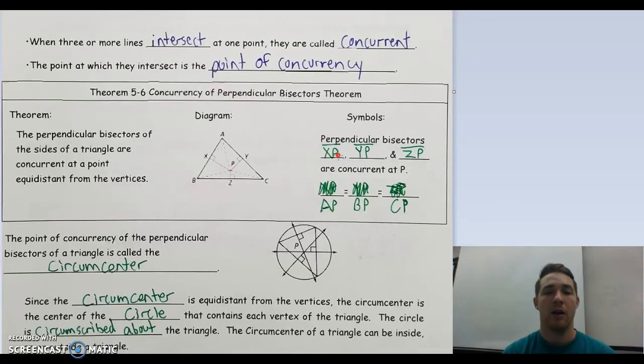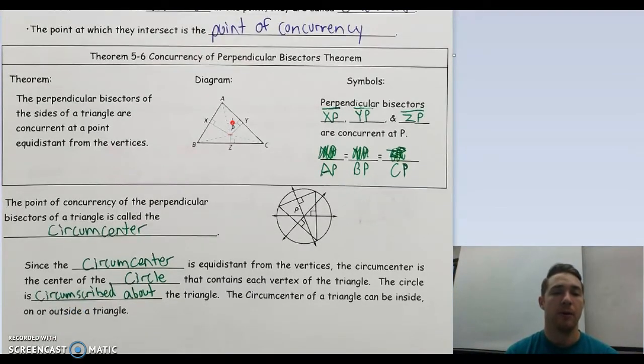So again, your 3 perpendicular bisectors, XP, YP, and ZP. If I want them all to meet, that means the distance from A to P is going to be the same as the distance from B to P, or from C to P. All those lengths would be the same. And what we call that point where all the perpendicular bisectors meet in the middle is a circumcenter. So the circumcenter is equidistant from the 3 vertices.